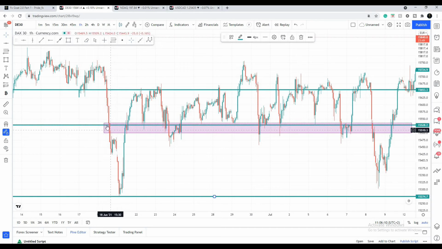So here we have our support area. So where do we enter into a buy, right? And to enter into a buy, we can see that price actually went down to that area and then rejected back above the support area.